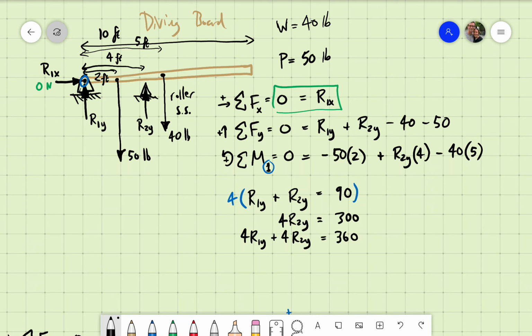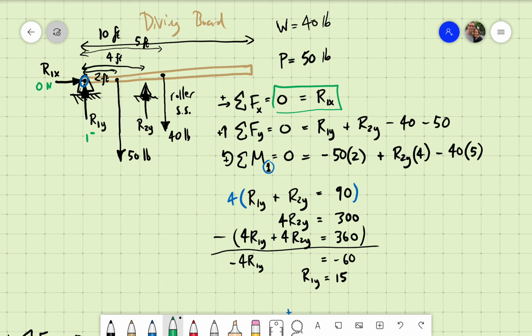Okay. And now I can subtract one from the other. This feels very similar, doesn't it? And it won't always be exactly the same, but it happens to be so right now. 0 minus 4r1y is negative 4r1y. 4r2y minus 4r2y makes them cancel. That was the whole point of multiplying the equation by 4. And 300 minus 360 gives us negative 60. We divide both sides by the negative 4 and we get R1y equals positive 15. Awesome.